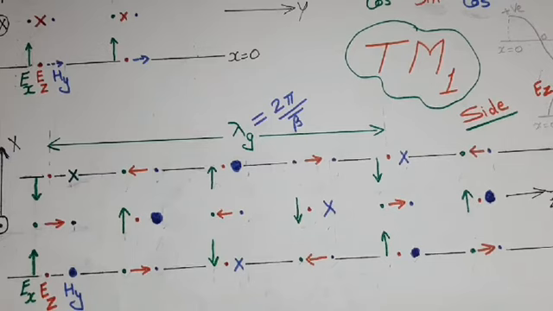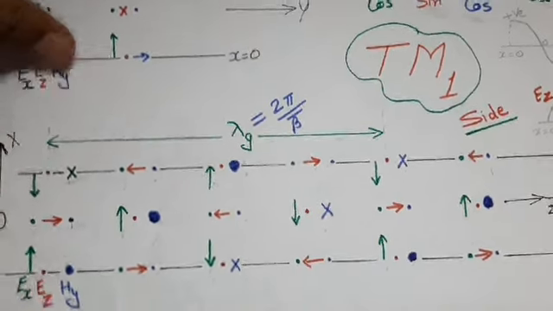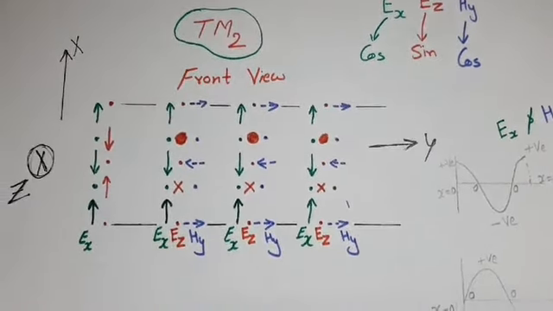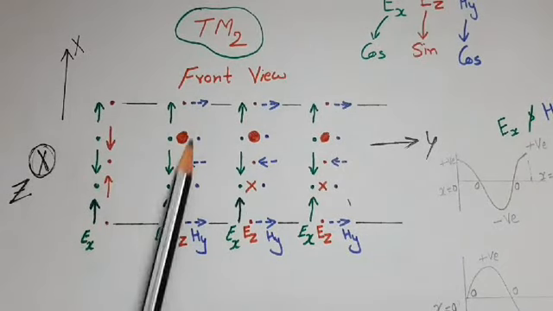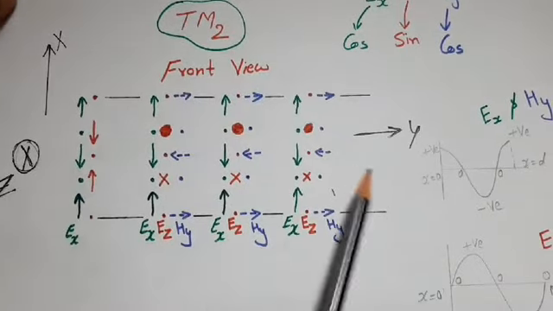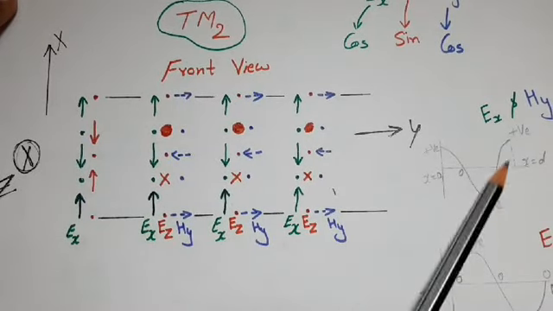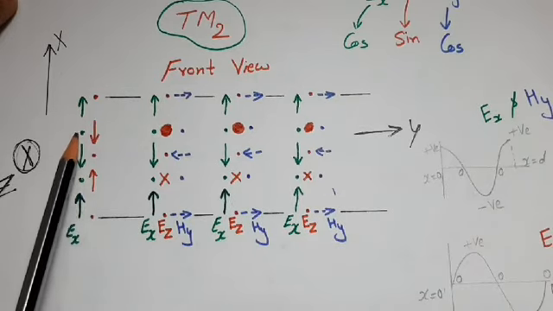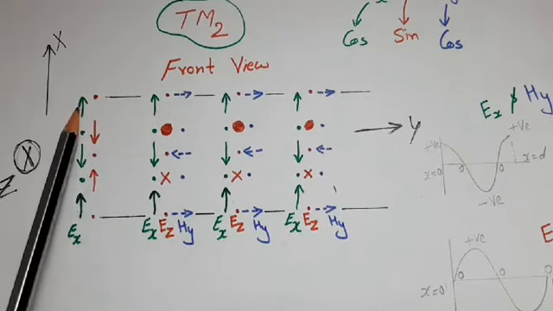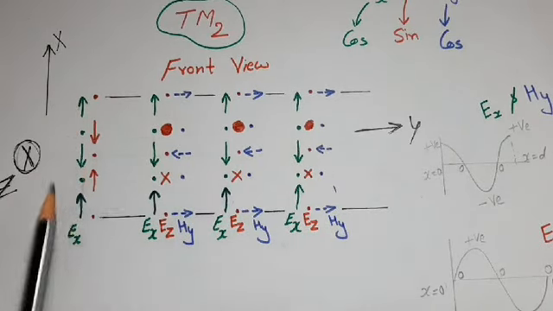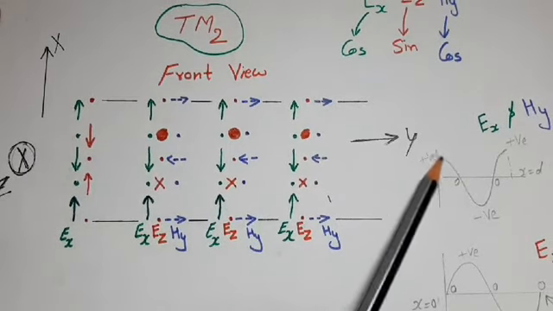Now come to the TM2 plot. Here m is equal to 2, so 2 half cycle variation will take place. 2 half cycle means 1 complete cycle. This is the front view. So for Ex, which has cosine variation, it is positive max on this boundary, that is x is equal to 0, then 0, then negative max, then 0, then again positive max on the second boundary. So in this way, from x is equal to 0 to x is equal to d, one complete cycle of variation has taken place.